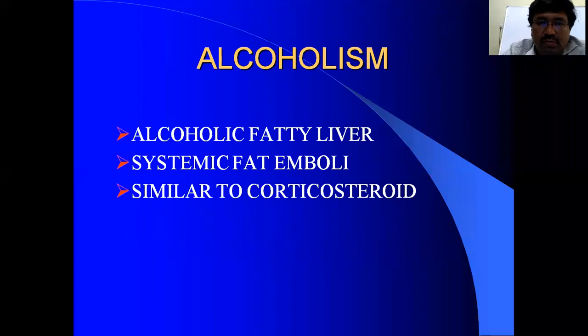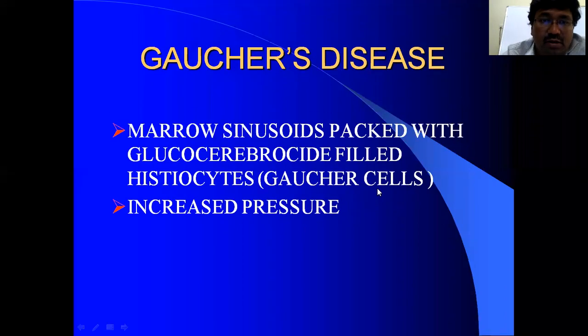Next is alcoholism. It's very frequent among gents and ladies also. Alcoholism causes alcoholic fatty liver. So there are fat emboli. Fat emboli will go into the systemic circulation, and it will cause changes similar to corticosteroid use. We'll see all the changes.